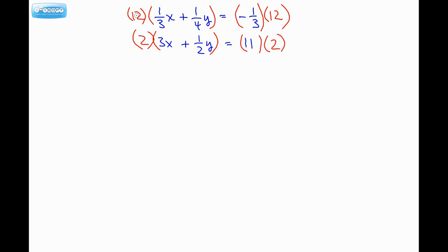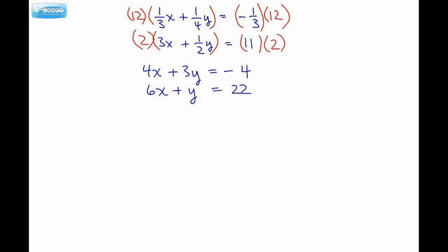So let's apply the distributive law. 12 times 1/3 is just 4, so I get 4x. 12 times positive 1/4 is just 3, so I get 3y. A negative times a positive is going to be negative, and 1/3 of 12 is just 4. So this is equation 1, but it looks a lot simpler. Equation 2 becomes 6x, and 2 times 1/2 is just 1, so I get plus y equals 22.